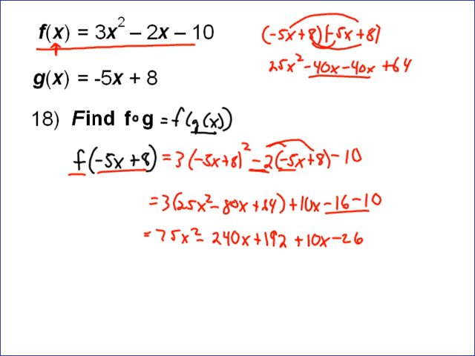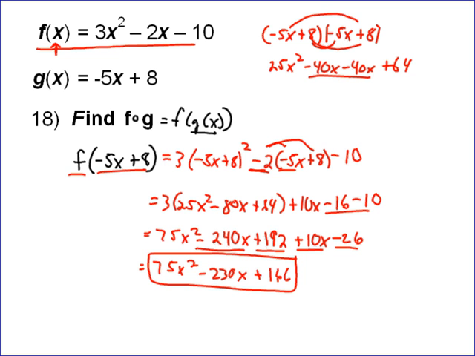And so then your final answer is 75x squared. Negative 240x plus 10x is a negative 230x. And 192 minus 26 is a positive 166. And so that's your answer for number 18. 75x squared minus 230x plus 166. That is f of g of x. What that equals.